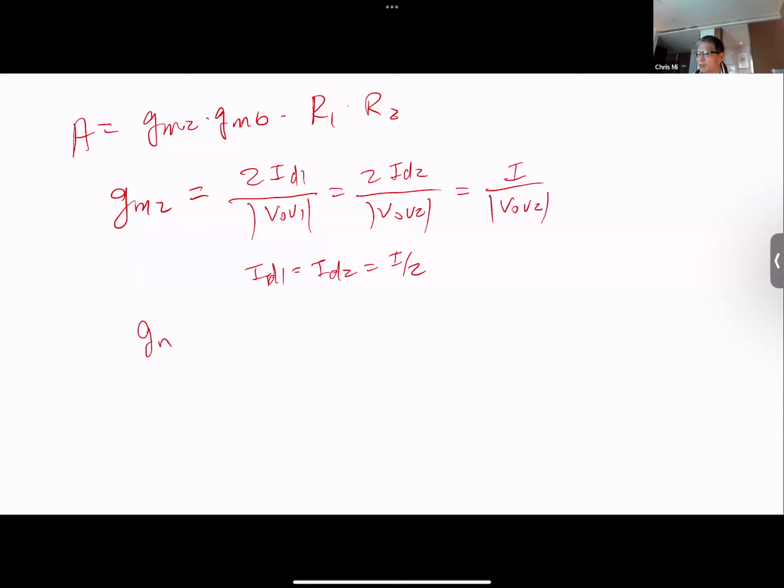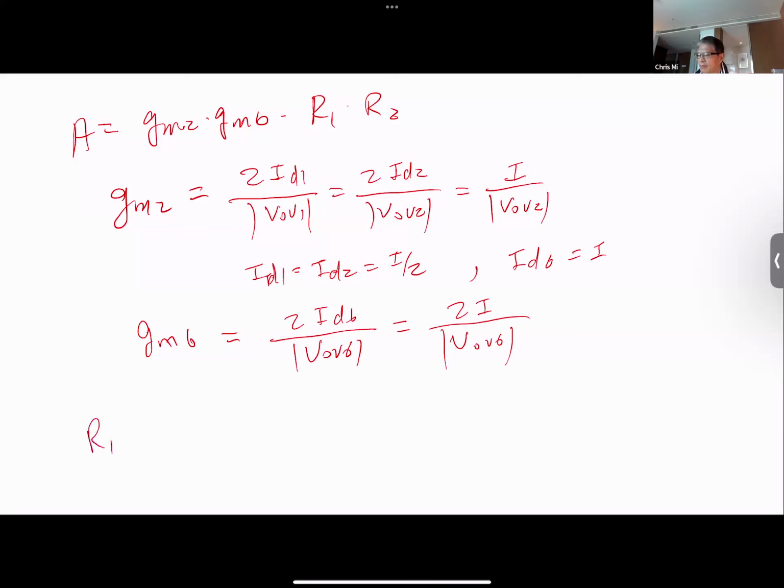Now for GM6, you can do the same thing, which means it's going to be 2 times ID6 over VOV6. And here, ID6 is equal to I. That's the same current. So therefore, you get 2I divided by VOV6. That's GM6. And we can also calculate R1 and R2.